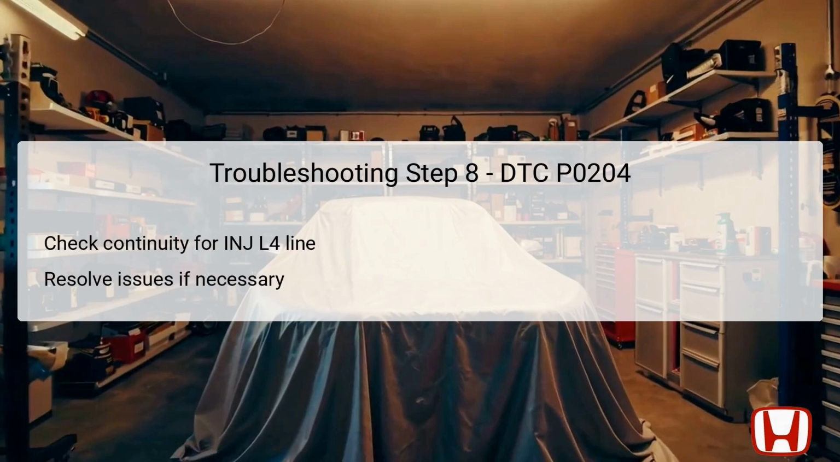The eighth step requires you to repeat the continuity check process now for the INJ L4 line, ensuring the vehicle remains in the off-lock mode with both connectors disconnected. Measure continuity at the defined test points to determine if the wire is intact. If continuity is confirmed, then the INJ L4 wire is operationally sound. If not, it indicates a failure in the circuit that will need to be repaired.